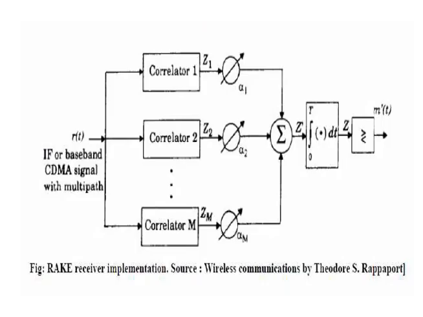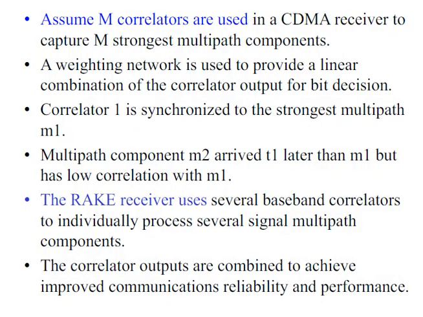Here is a RAKE receiver implementation diagram. Assume M correlators are used in a CDMA receiver to capture the M strongest multipath components. A weighting network is used to provide a linear combination of the correlator outputs for bit decision. Correlator 1 is synchronized to the strongest multipath M1. Multipath component M2 arrived T1 later than M1 but has low correlation with M1.